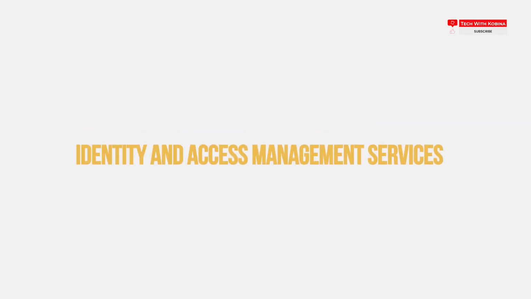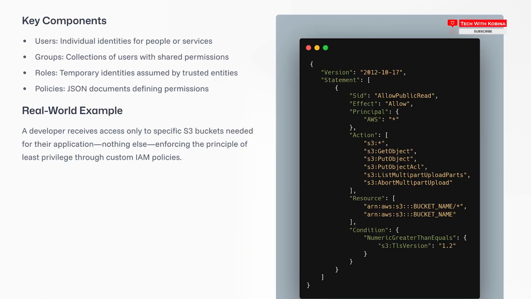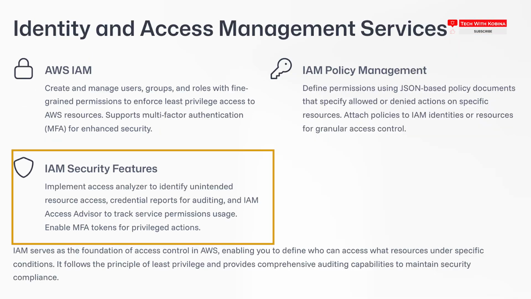Let's begin with Identity and Access Management Services. First up is AWS Identity and Access Management, or IAM. IAM lets you create and manage users, groups, and roles and control access to AWS services and resources securely. With IAM, you can apply fine-grained permissions using IAM policies to enforce the principle of least privilege. For example, you might give a developer access to just the S3 buckets needed for the application and nothing else. IAM also supports multi-factor authentication, or MFA, for an additional security layer.